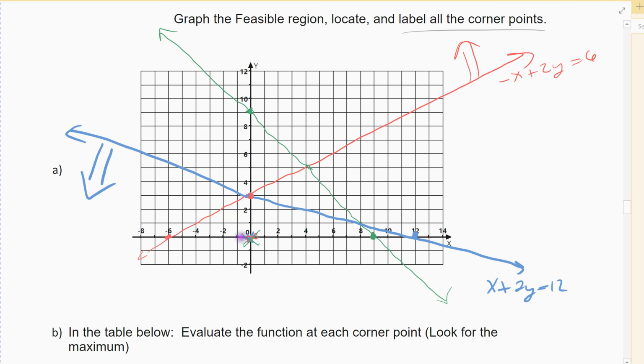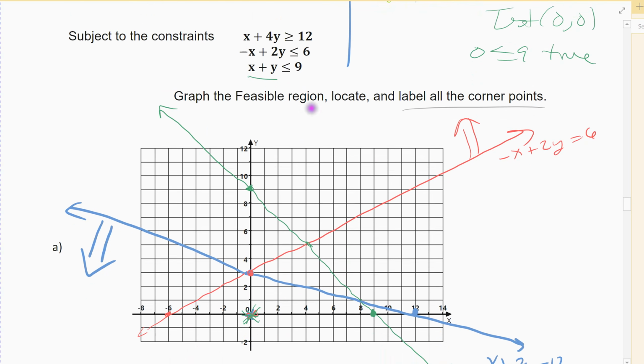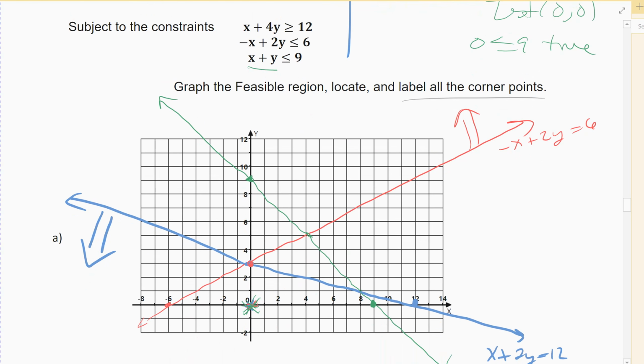So again, I'm going to use 0, 0 to test again. So 0, 0, because it's just easy. Plug it in, so I get 0 less than or equal to 9. That's also true. So the 0, 0 is on the true side, so I want to shade on the other side of the green one. So shade on that side of the green, right? Keep the true.